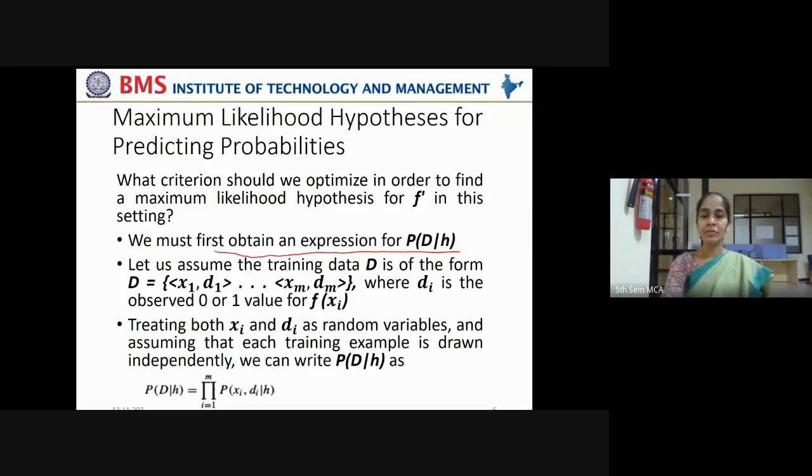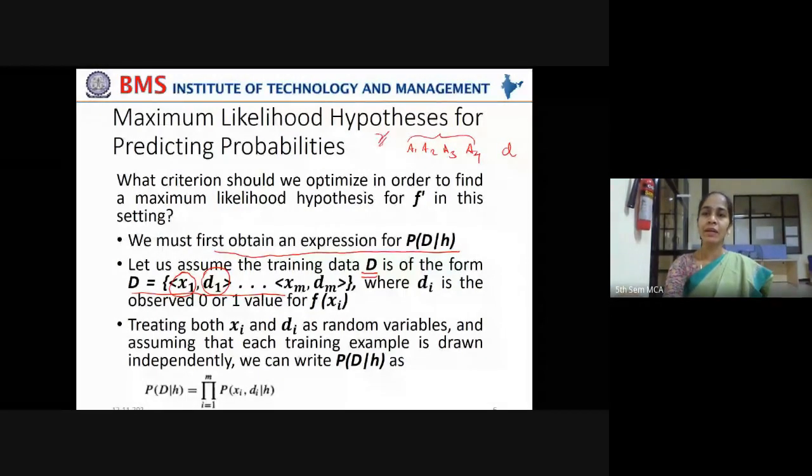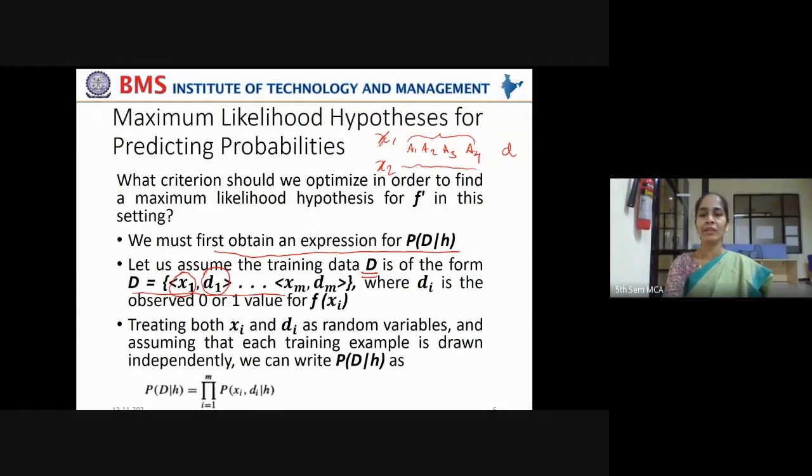Now let us assume the training data D is of the form, observe this carefully. How is the training example format? X1 represents all the set of attributes and D1 represents the outcome. Say A1, A2, A3, A4. These are the attributes and D is the outcome. Now all these belong to X1 training example. Now X2 training example, again it will have separate values A1, A2, A3, A4. Separate values under A1, A3, A4.